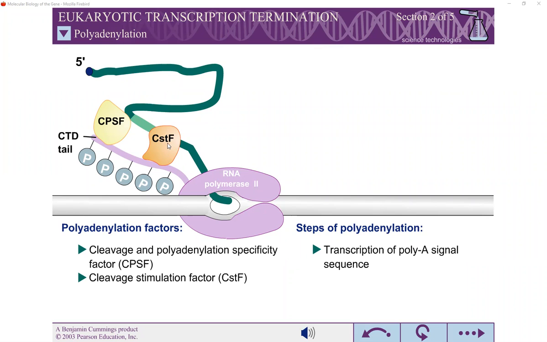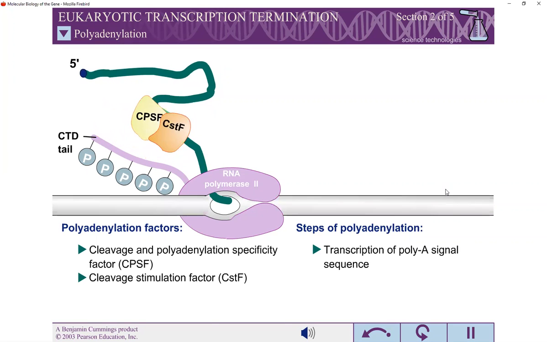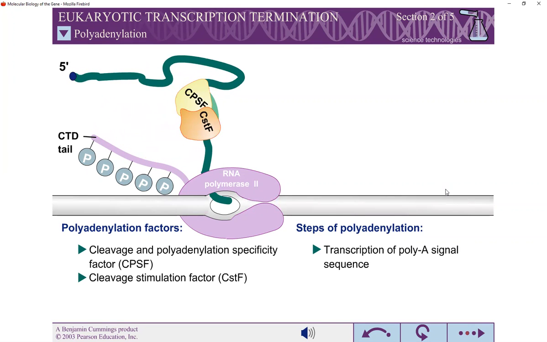The CSTF cleavage factor will stimulate the cleavage and polyadenylation specificity factor, and then this cleavage and polyadenylation specificity factor will cleave the nascent hnRNA at a particular point. Then the poly A tail will be added to it. Okay, so let us have a look at how this process takes place. See this, it has bound, it will make a cleavage and then polyadenylation.